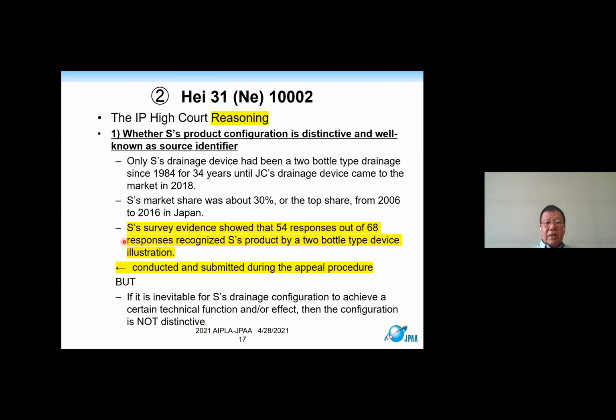Actually, this survey evidence was conducted and submitted during the appeal procedure. So this is new evidence in the appeal procedure. And this is very significant, I think, for the High Court to overturn the first instance decision. So those factors work toward meeting the first element, but if it is inevitable for Sumitomo's configuration to achieve a certain technical function, then the configuration is not distinctive.